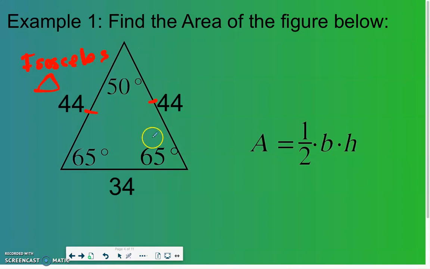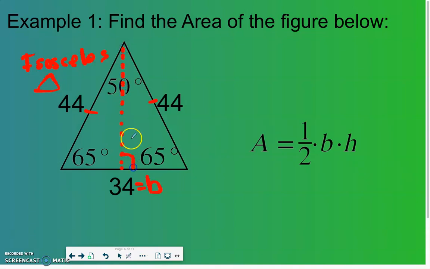So in this triangle, we're going to look at it as our base, and we're going to put it as 34. So I'm going to label this as B. And then our height is always going to be a segment that is perpendicular to the base of the triangle. So if I pick 44 as the base, then I want a perpendicular segment going in this direction. But since I'm picking 34 as my base, my perpendicular segment is what I'm going to be looking for.